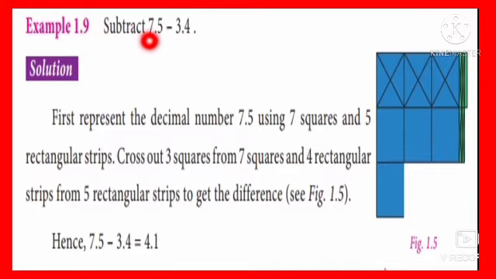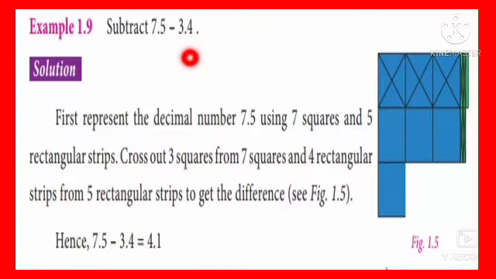And 0.5 represents thin rectangular stripes. So 1, 2, 3, 4, 5. So there are 5 thin rectangular stripes we have to draw to represent 0.5, which is the digit in the tenths place of a decimal number. Here we are going to subtract 3.4 from this number 7.5.